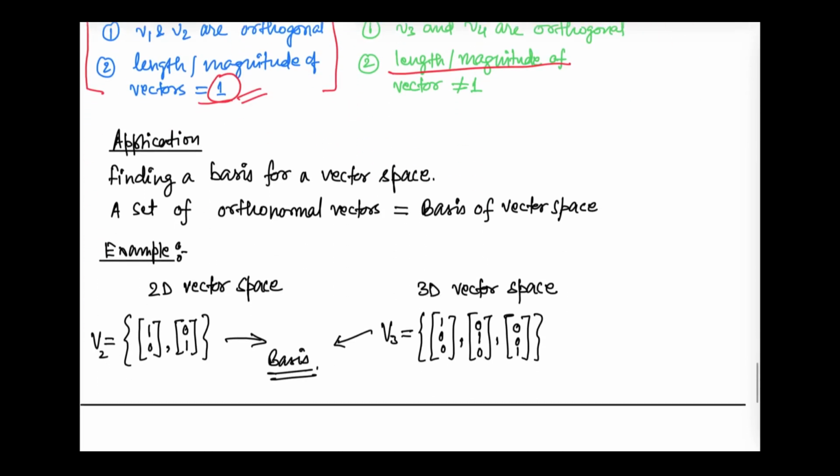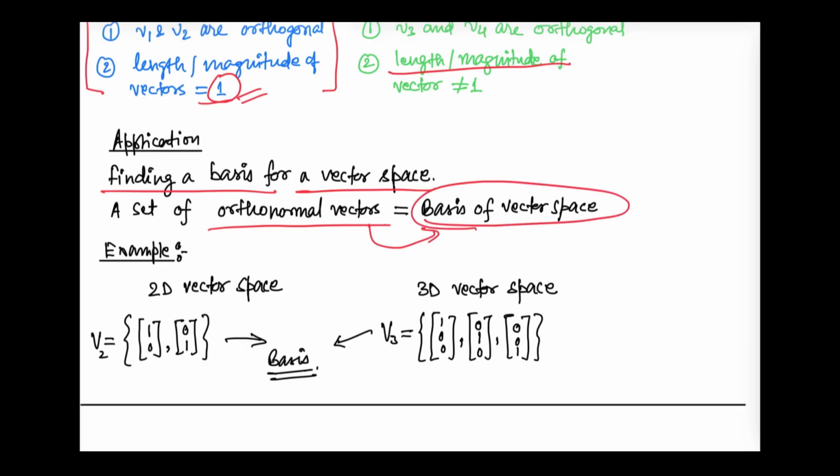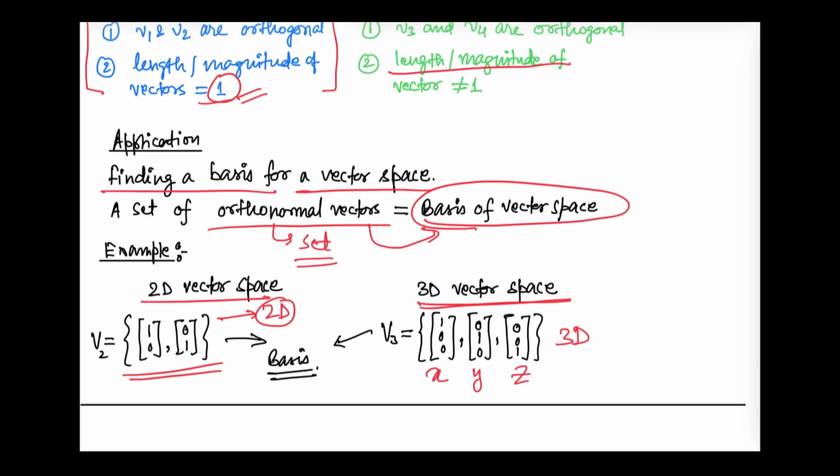Now, what is the application of this orthonormality principle? It is used in finding the basis for a particular vector space. We will see how finding a set of orthonormal vectors eases the task of finding the basis of a vector space. For example, in the case of a 2D vector space, we have two vectors and both are orthonormal and they form the basis. And in the case of a 3D vector space, we have three vectors, each towards the x-axis, y-axis, and z-axis, and they form the basis for the 3D space. We will look into the application of finding the set of orthonormal vectors, and how it helps in finding the basis of a vector space.